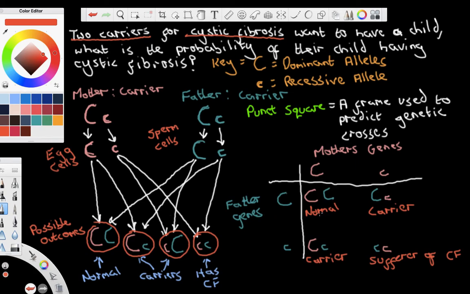If each one is worth 25%, so I do need to write that somewhere, each cross is worth 25%. We can say, to answer this question, that the two carriers have a 25% chance of having a normal child, a 50% chance of having a carrier, and a 25% chance of having a sufferer of cystic fibrosis.